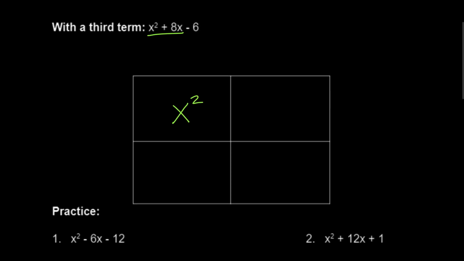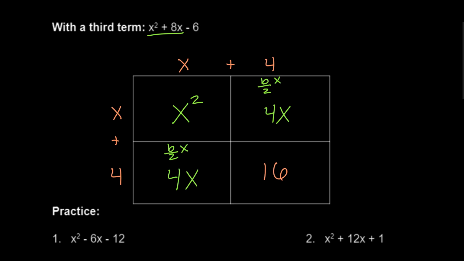Then what goes here in the right box, right top? 4x, right? It's our b divided by 2x term. So this is 4x. And what about this bottom left? Same thing, b divided by 2x. And what numbers go up top now? X plus 4. And what about on the side? So what do we do to get that last box? Multiply 4 by 4. This is our b divided by 2 squared term.